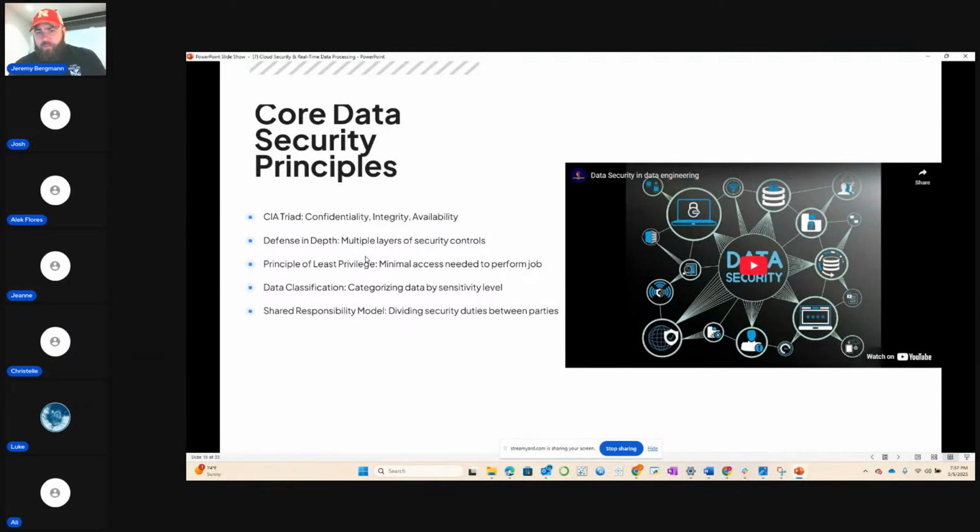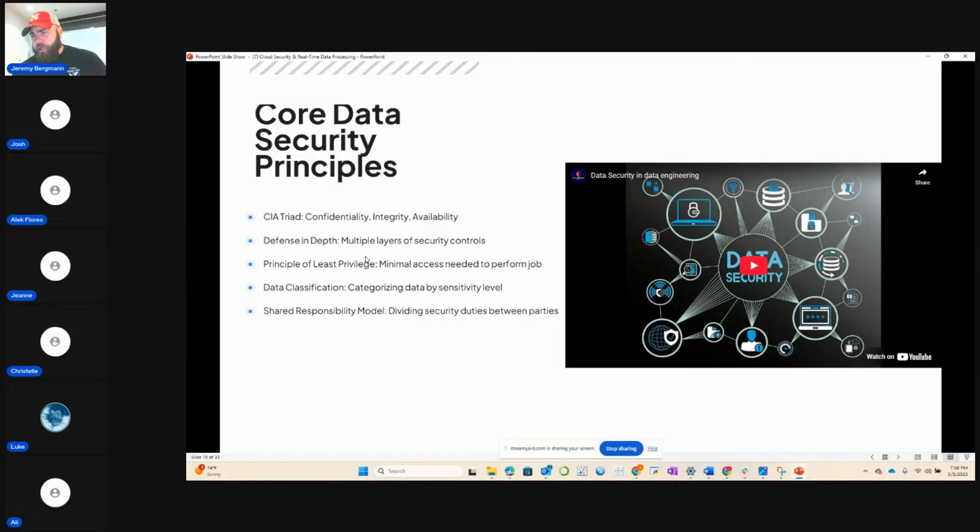Okay, so here are core principles of data security or information security that we're going to follow as data engineers. I will teach this in my data engineering class in a little more depth, probably do a full lecture on it, but let's introduce it here. So core data security principles is the CIA triad. This is called confidentiality, integrity, and availability.